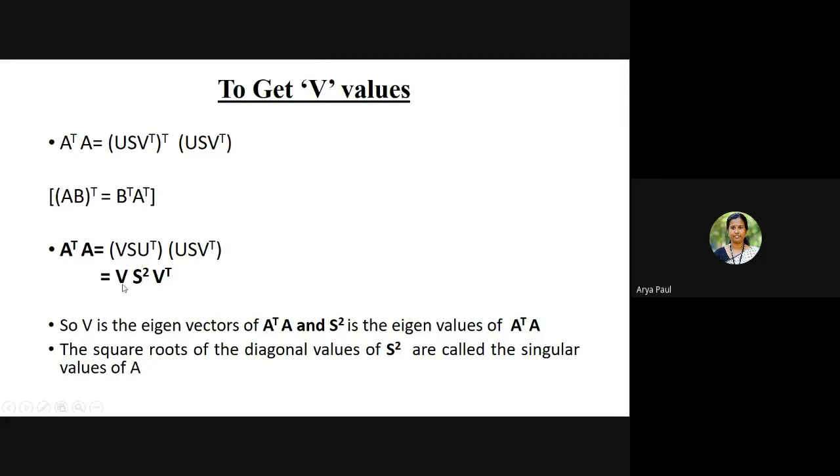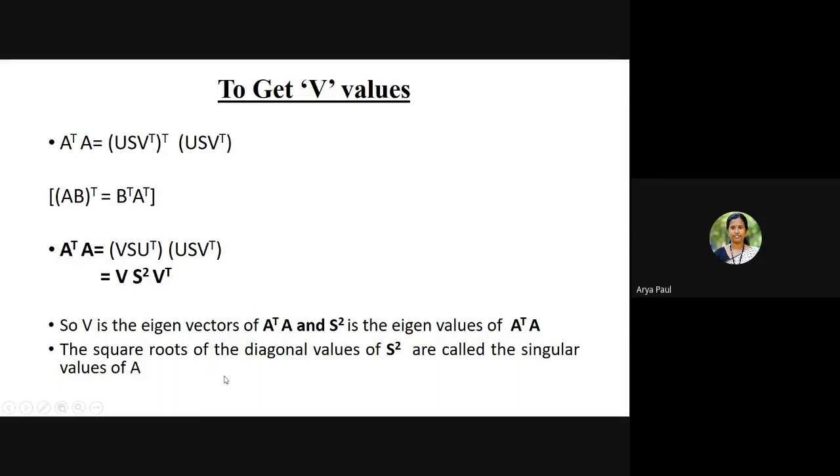Okay, so how to find the V value? V is the eigenvectors of A transpose into A. And what is S square? S square are the eigenvalues. So the square root of these eigenvalues will give you the singular values of the matrix A. I hope this is clear.